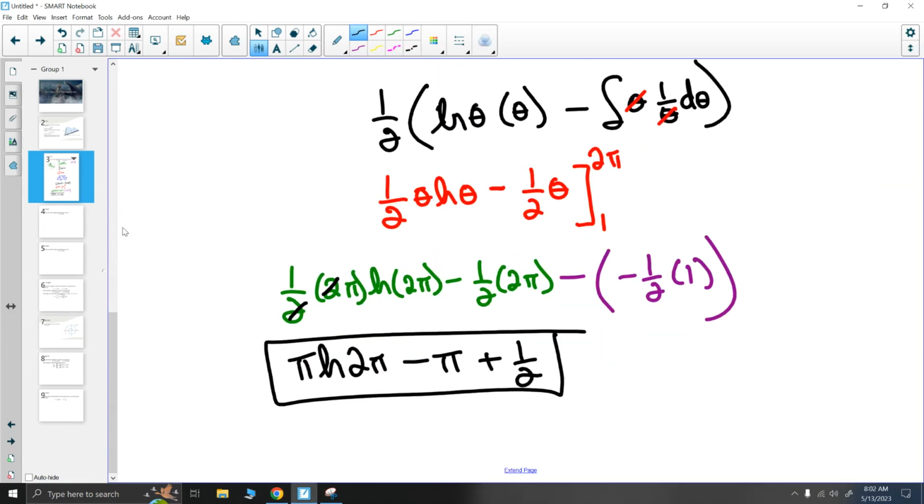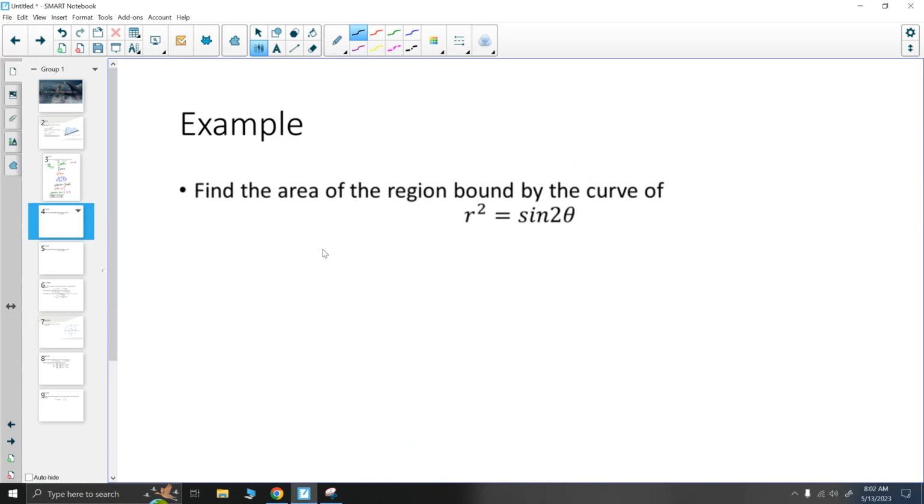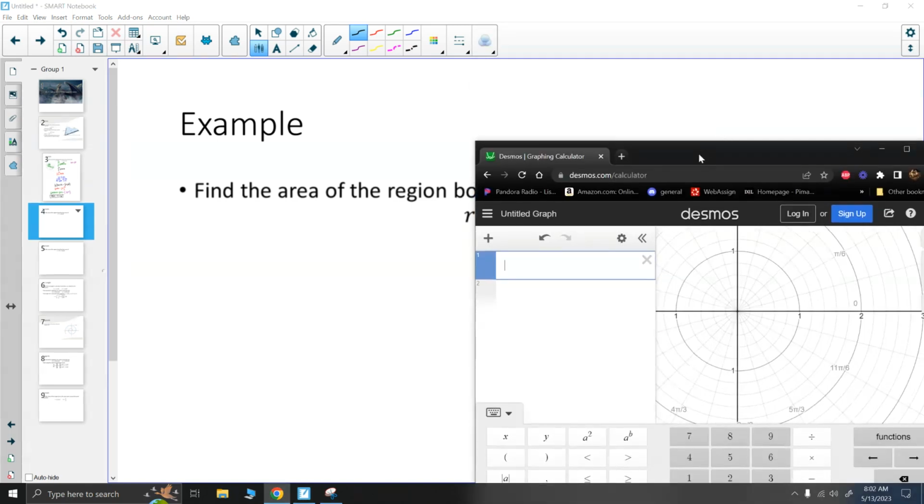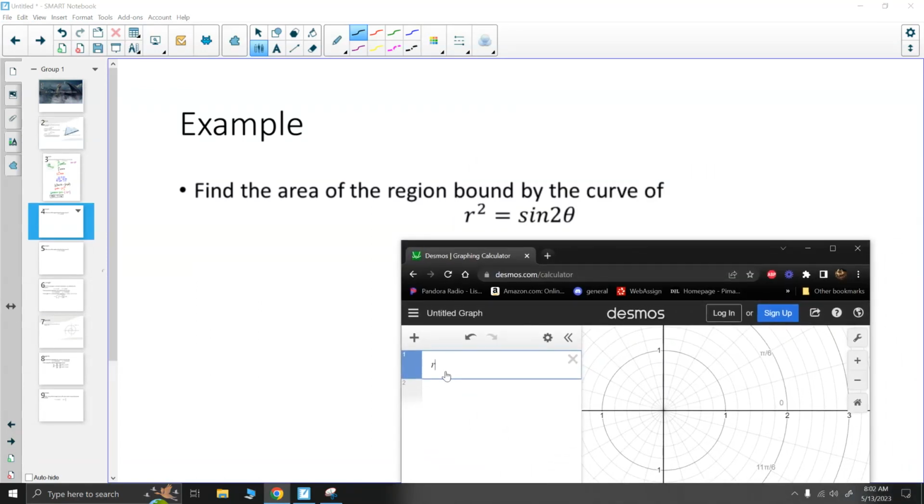Okay, let's take a look at another one. Find the area of the region bound by the curve of r squared equals sine 2 theta. Okay, let's start by graphing this thing. We can't do r squared in Desmos, so we're just going to call it r equals sine 2 theta, and then we're just going to take the square root of it. Probably should have just done the square root ahead of time. There we go. So something like this.